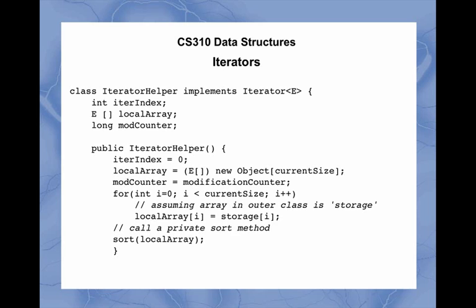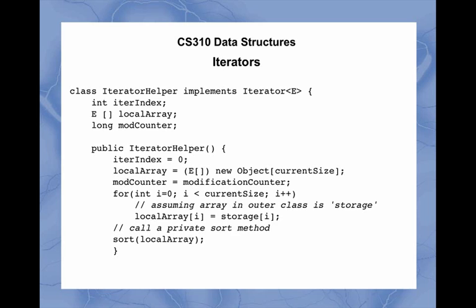So here's the beginning of our iterator class, IteratorHelper. And notice that the iterator helper again does not have a generic type parameter. We have three local or class level variables rather. The iterator index to sequence through the array. We have an array called localArray, and then the modification counter to make the iterator fail fast.